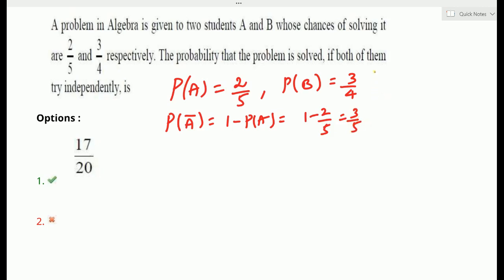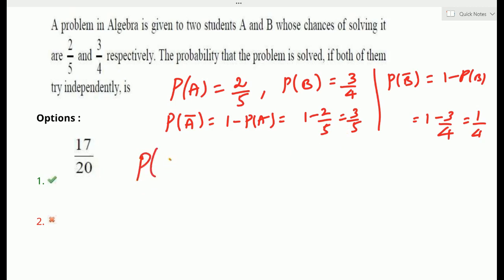In the same way, what is not solved by B, that is P of B bar, we can take as 1 minus P of B, which is 1 minus 3 by 4, that is 1 by 4. We have P of A and B, the successes and the failures. What is being asked? Finally, the probability that the problem is solved if both of them try independently.